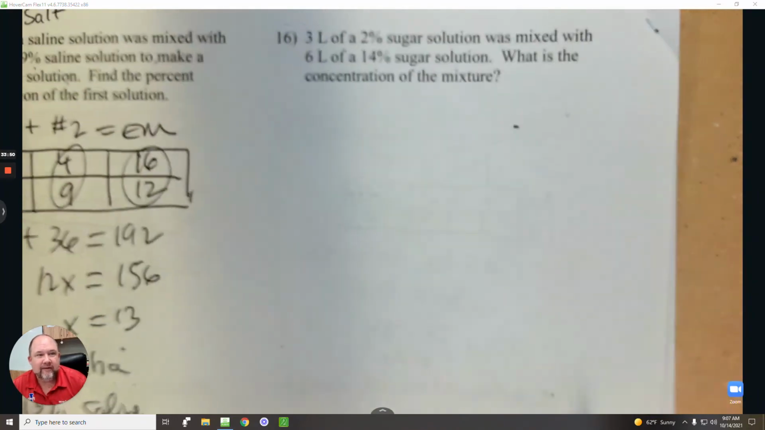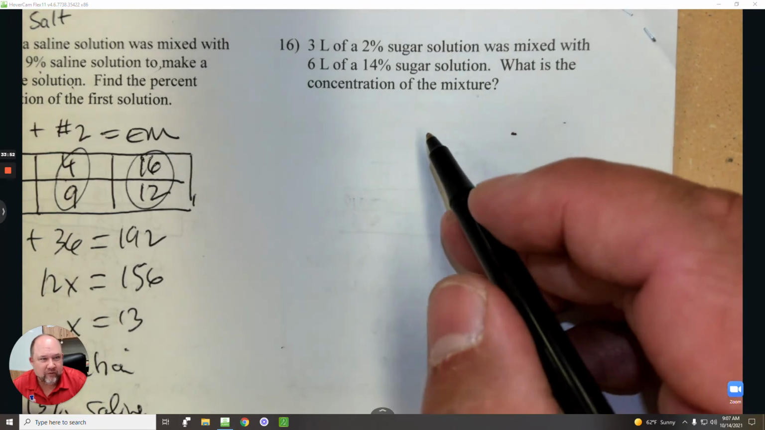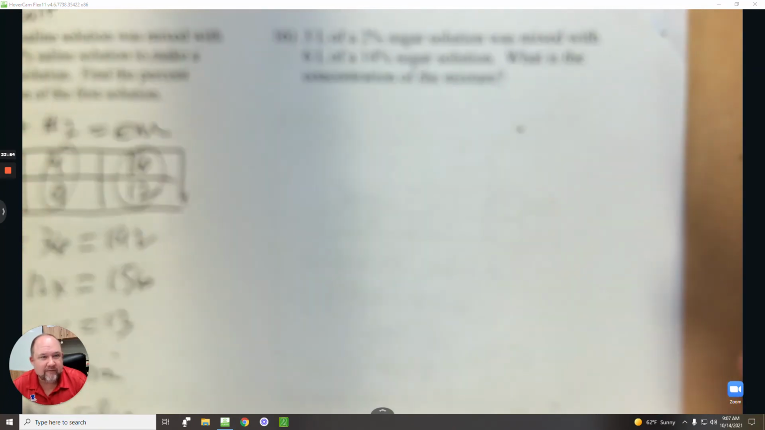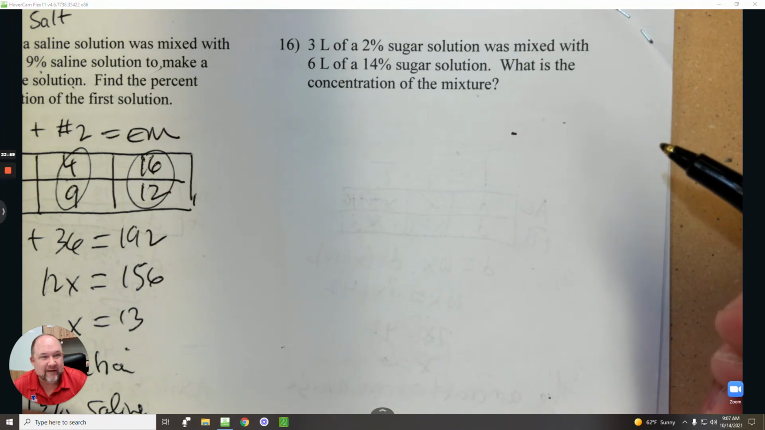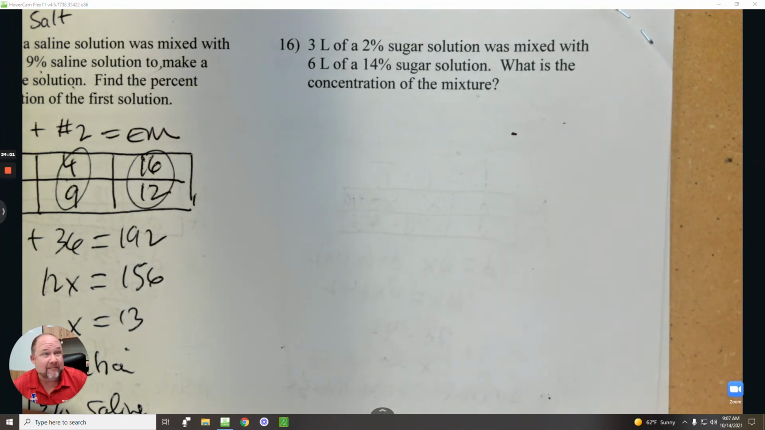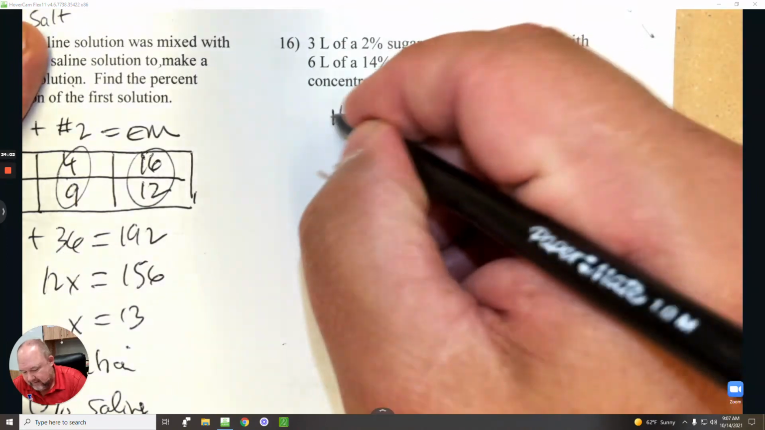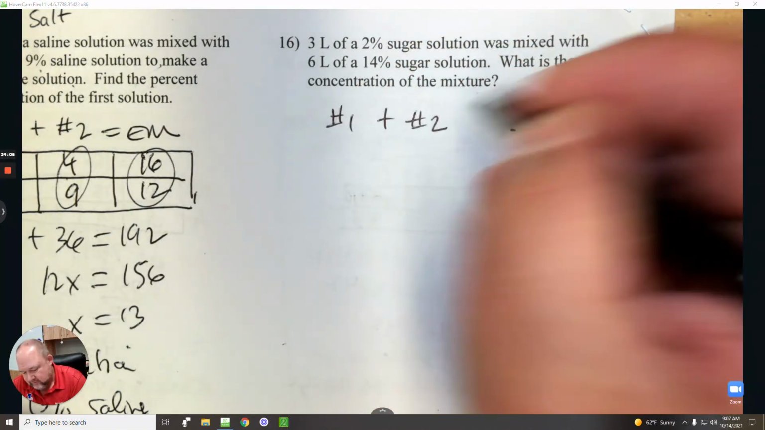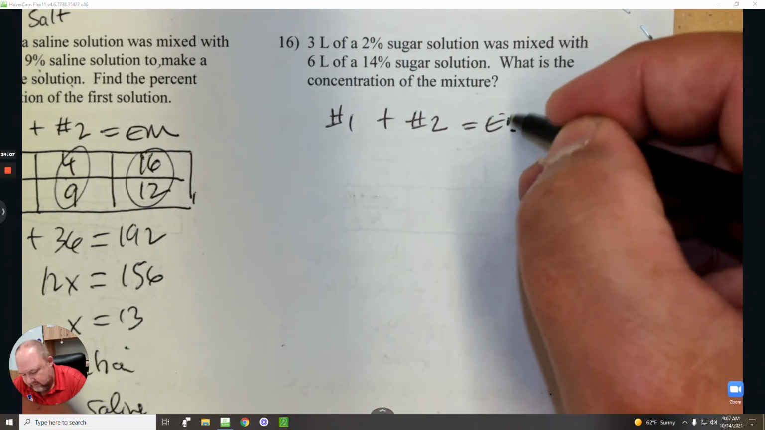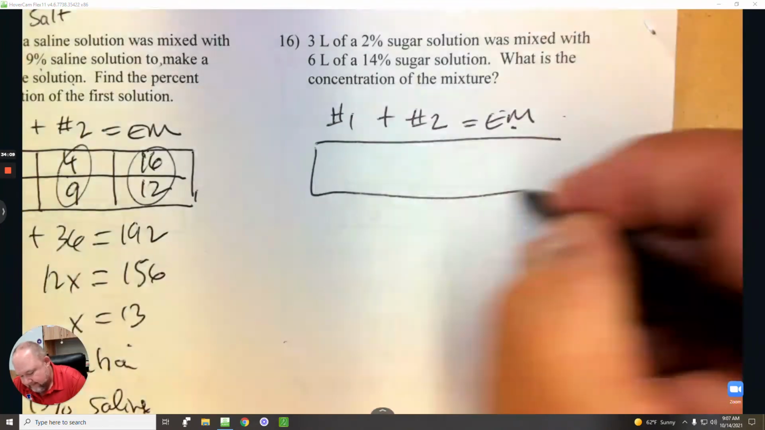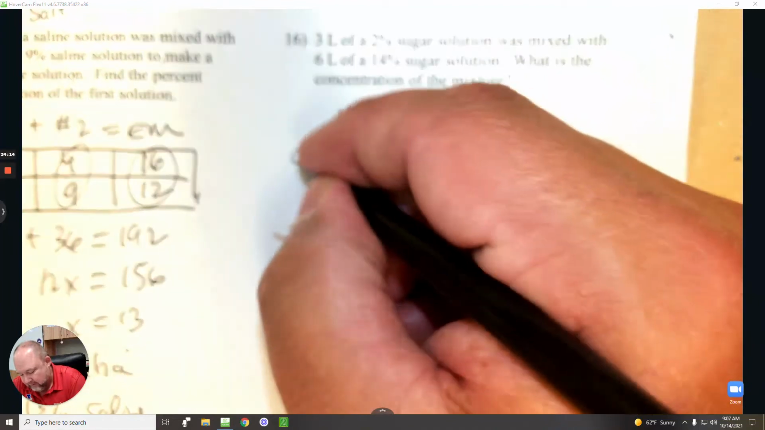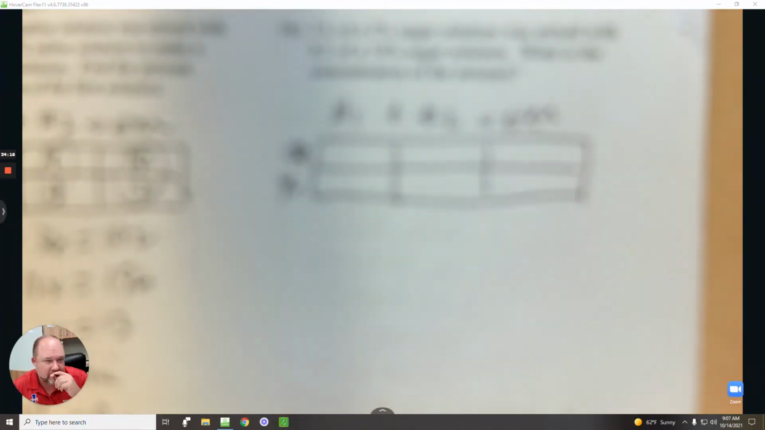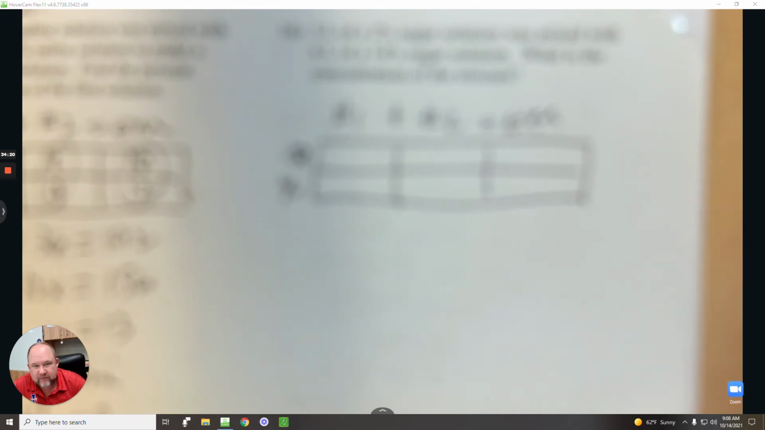And number 16. 3 liters of a 2% sugar solution was mixed with 6 liters of a 14% sugar solution. What's the concentration of the end mix, the mix at the end? So again, I'm just going to call it 1 and 2, like Dr. Seuss and the twins, thing 1, thing 2. Just being able to understand the type of question it is and organize it, the structure makes it much easier to solve.